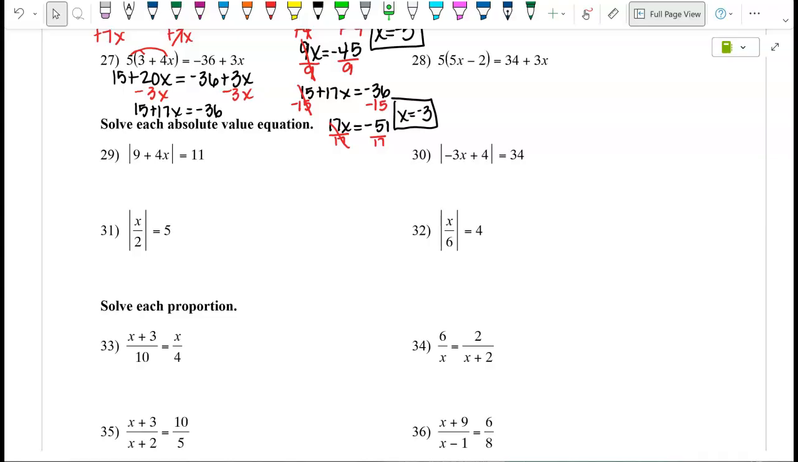Because if we don't know the difference, then how do we set it up to solve? Yes, sir. Why do I have to make two different equations? But what about absolute value that causes me to make two different equations? What do I know about absolute value?